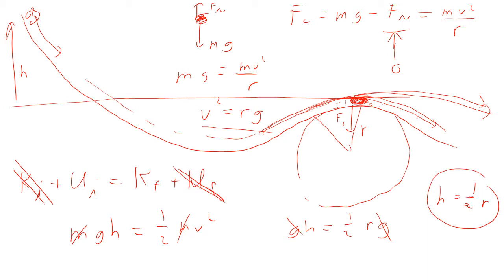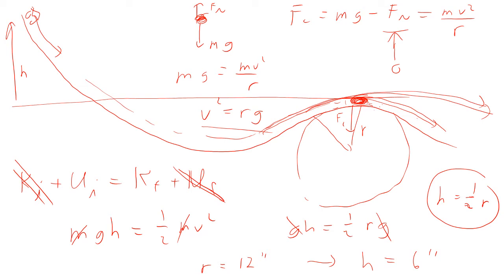Okay. So that means if my radius of curvature were, for example, 12 inches, then the biggest h can be is 6 inches in order to go over the top. Okay.